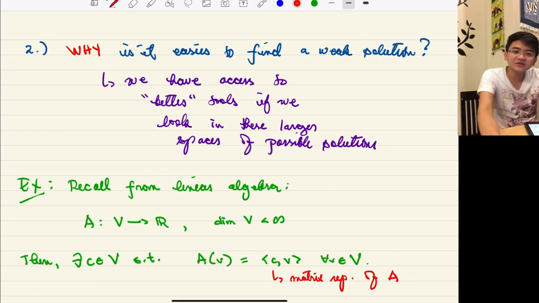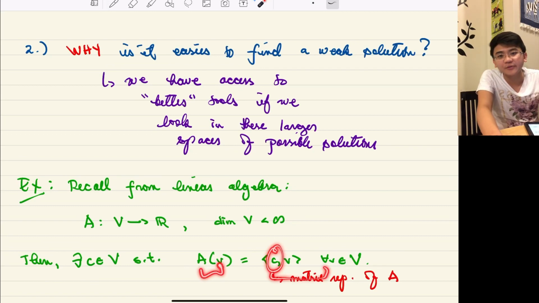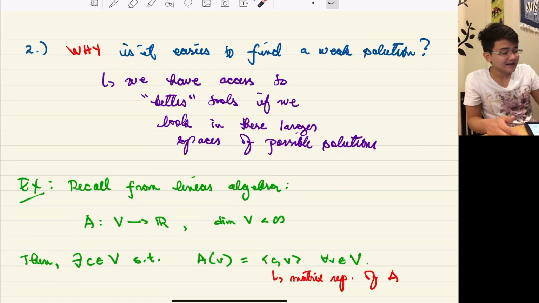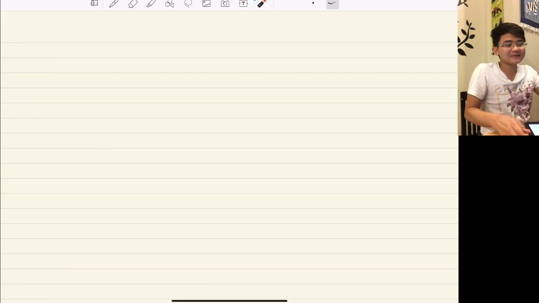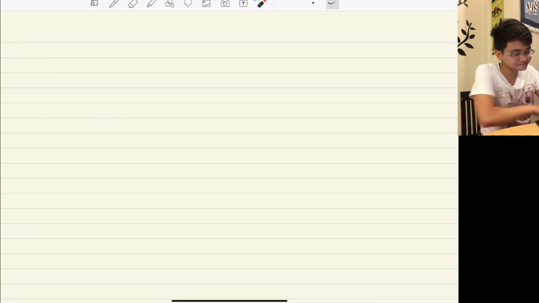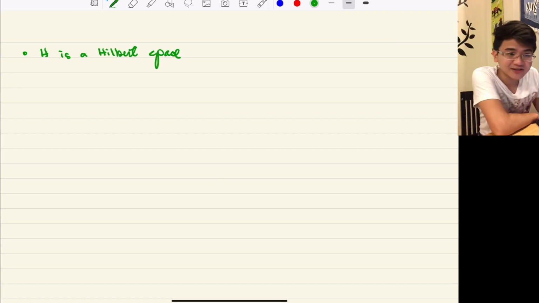So in finite dimensional settings, linear functionals have this sort of representation. You can find a vector C such that its action is just going to be an inner product. Okay. Now in the infinite dimensional case, we have something similar. So in the Hilbert space case, H is a Hilbert space, so it can be infinite dimensional.